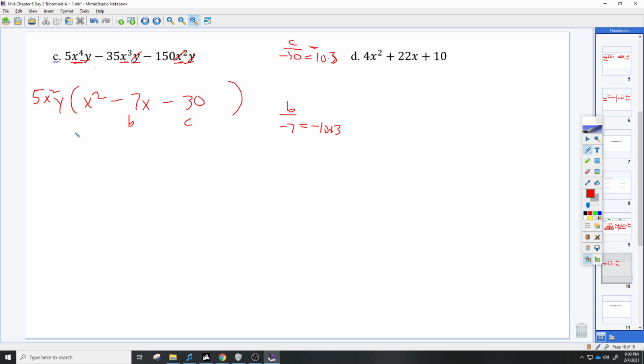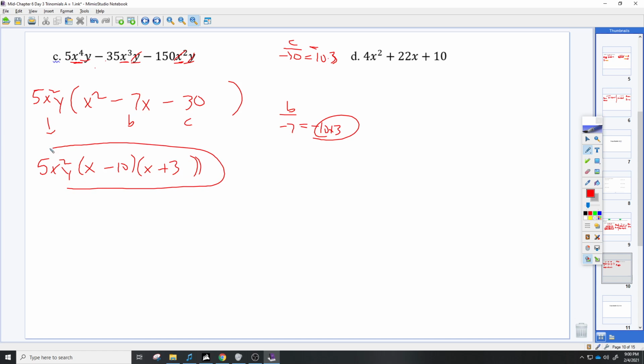So that works. So keep the outside like we did before, 5x squared y. And then we write this in 2 sets of parentheses. X and x, our 2 numbers were negative 10 and a plus 3. And that's your answer. Fully factored.